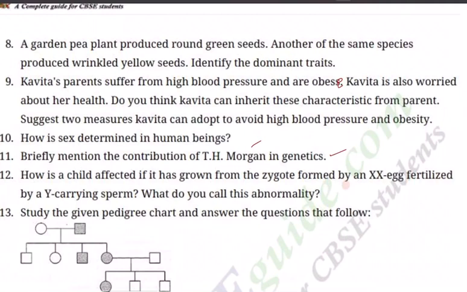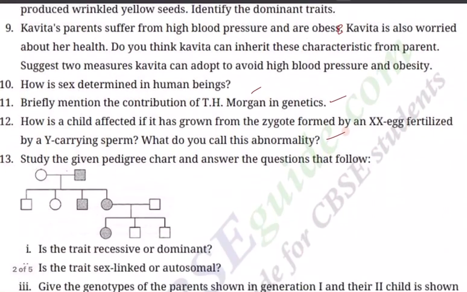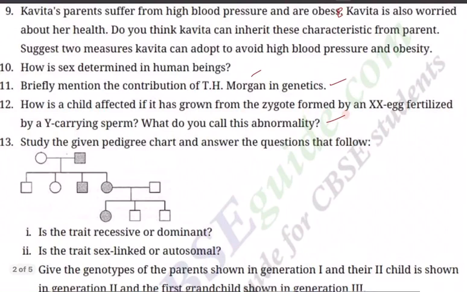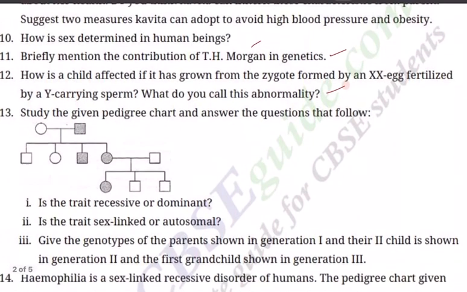How is a child affected if it has grown from the zygote formed by an XX egg fertilized by Y-carrying sperm? What do you call this abnormality? This is a chromosomal syndrome. Next, the very characteristic of this chapter, that is pedigree analysis.